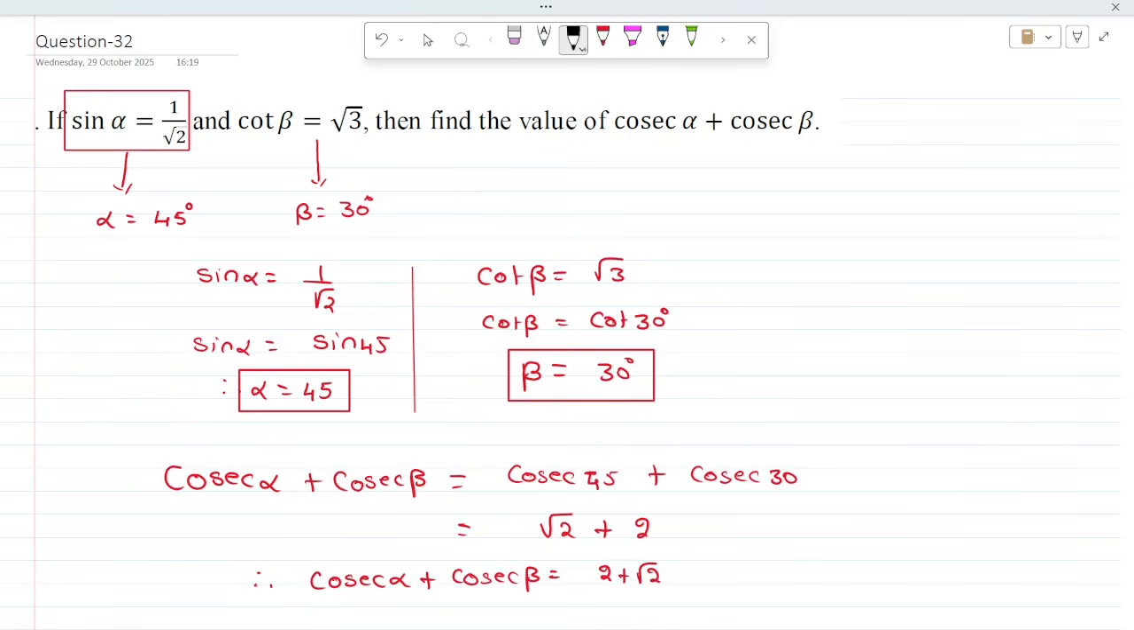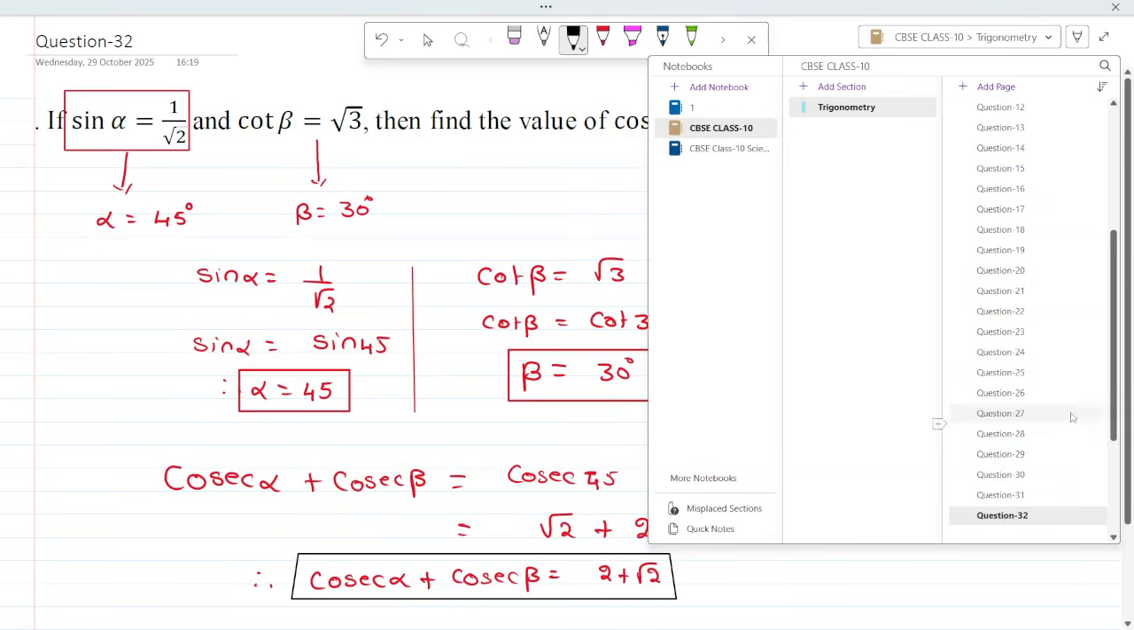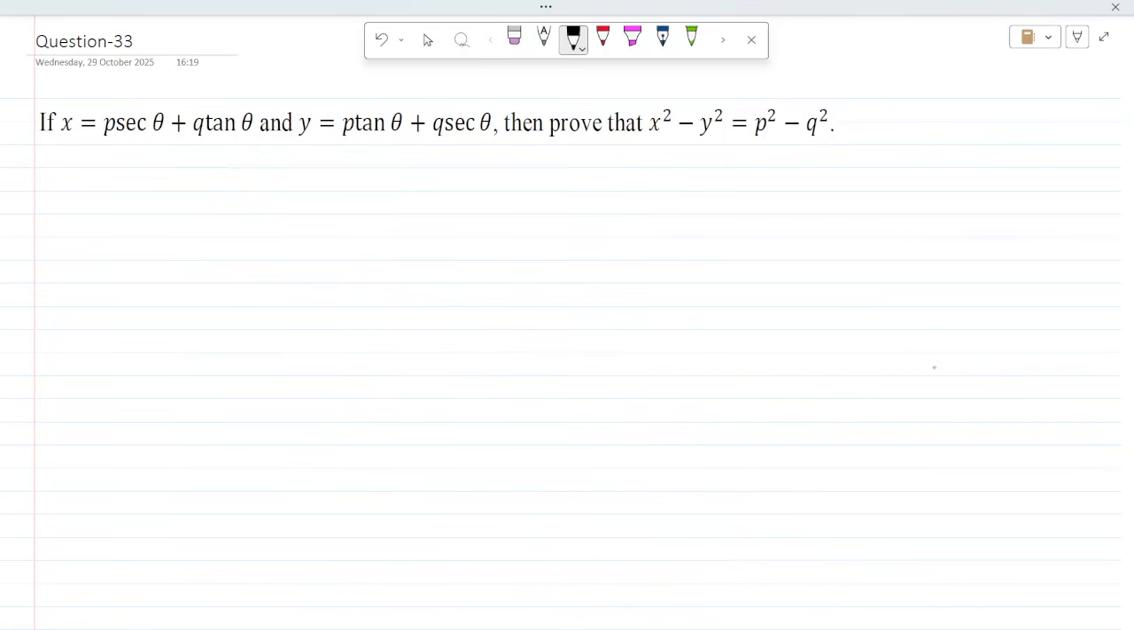And you highlight your answer. Is it clear for everybody? Easy or tough? And remember, you should write all these steps. Okay? Next, let's do the next question.